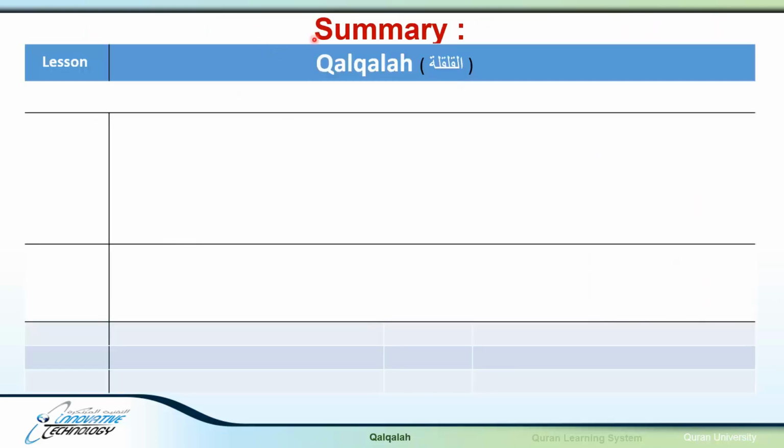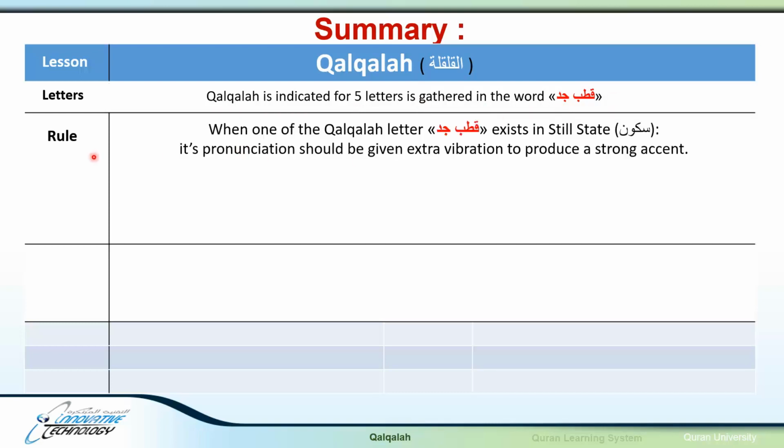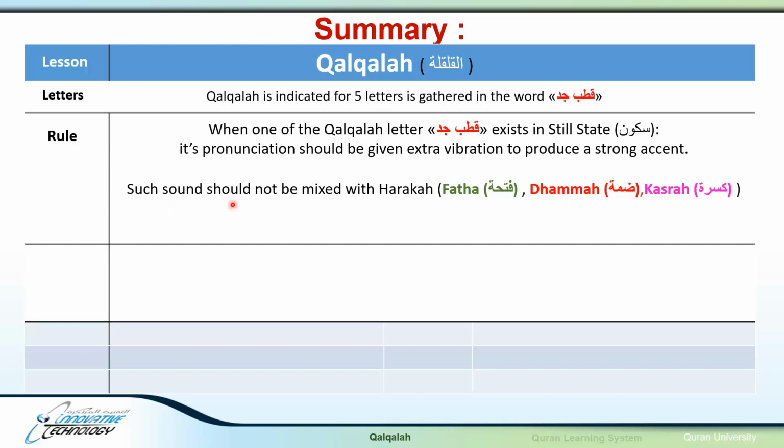Now we're going to summarize the qalqala lesson in one slide. Qalqala is indicated for 5 letters gathered in the word qutb jad. The rule is when one of those qalqala letters of qutb jad exists in a still state, in a halat sukoon, then its pronunciation should be given an extra vibration to produce a strong accent. Such sound shouldn't be mixed with the haraka, neither to be mixed with fatha, nor a dhamma, nor a kasra, and should not alter neither the preceding nor the following letter.